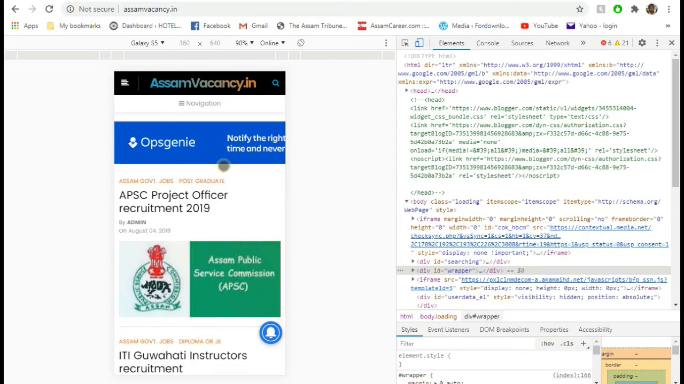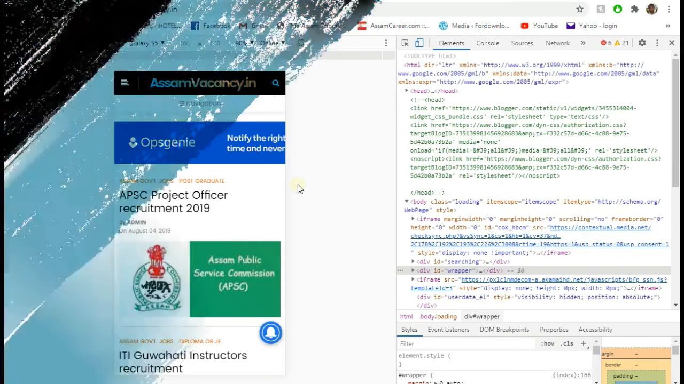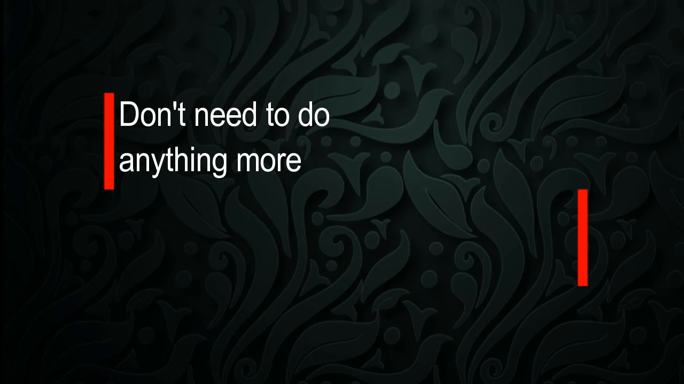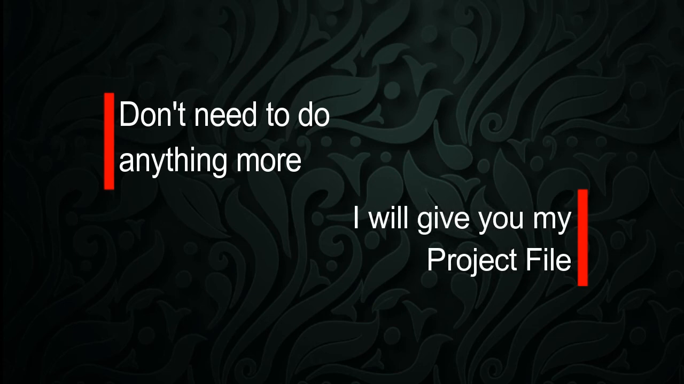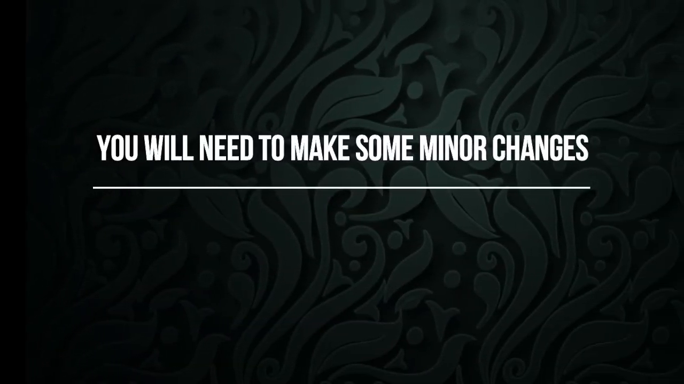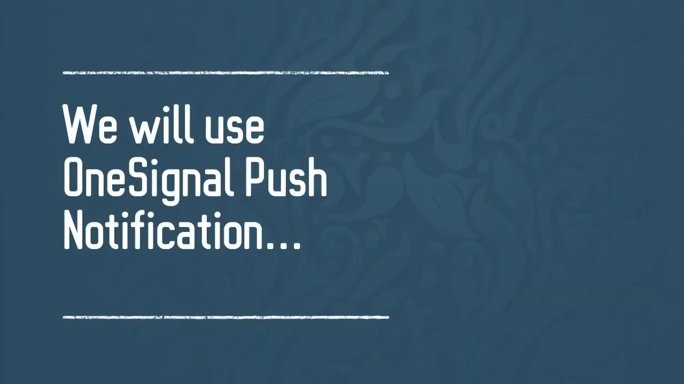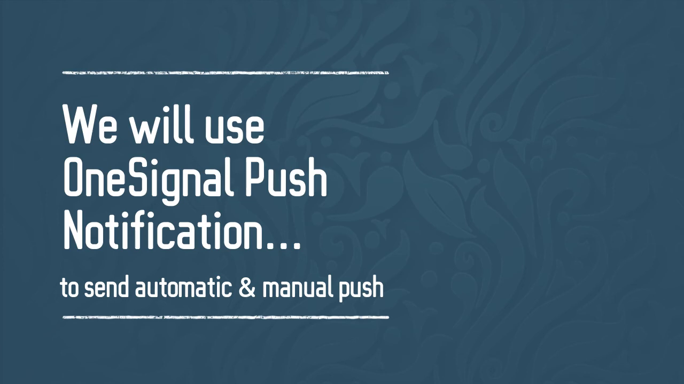Okay, if your website has all the above features enabled, you are good to go. And for all the features of the app that I have told you in the previous lesson, you don't need to do anything. I have all the features incorporated in my project file that I'll give you. You will need to make some minor changes only for the push notification feature. We will use OneSignal's push notification tool for the said purpose. If you don't have a OneSignal account, go ahead and create one.